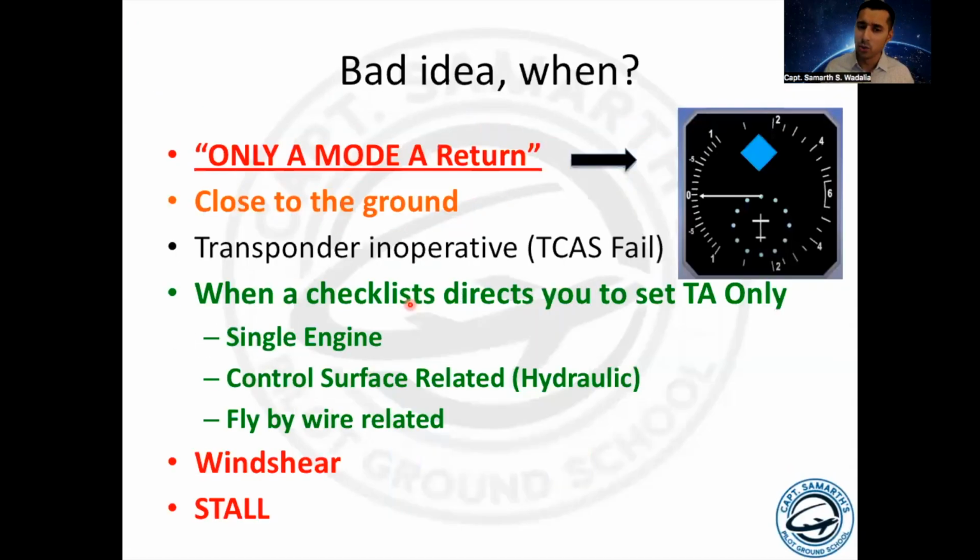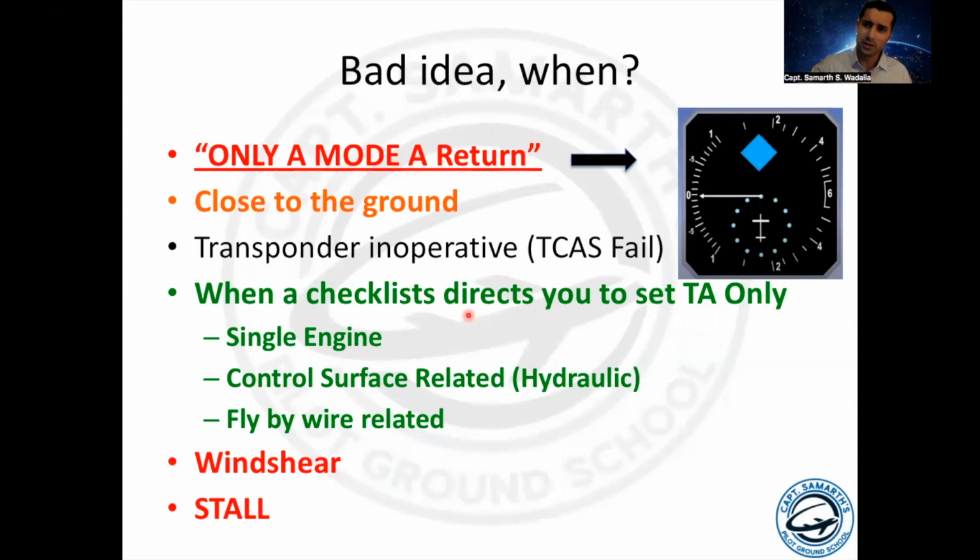What could these checklists be? These checklists could be a single engine operation checklist. Remember, if you are flying a multi engine aircraft, that's a twin engine jet or a twin engine turboprop, and you lose one of your engines, you will do a myriad of checklists to set up your aircraft for single engine operation. However, once you're done with those checklists, your aircraft has limited climb performance.